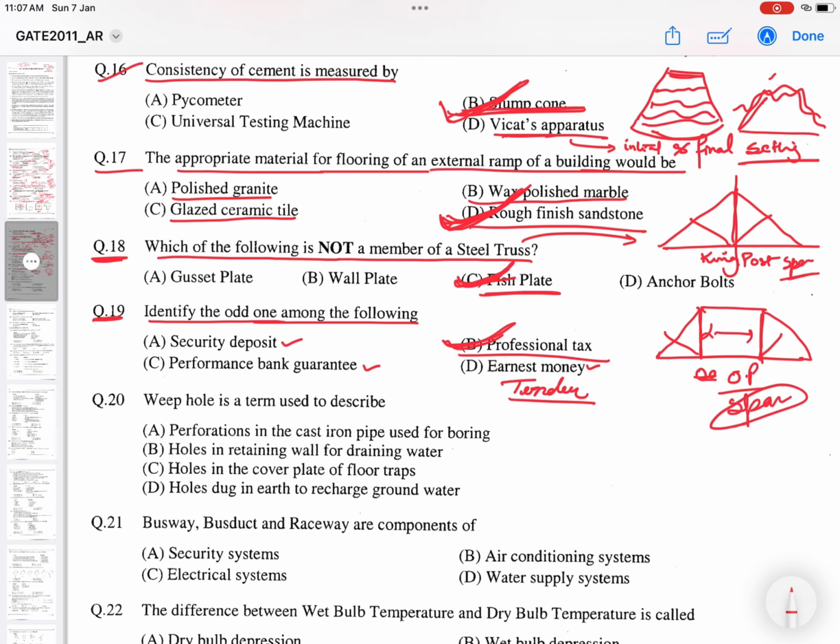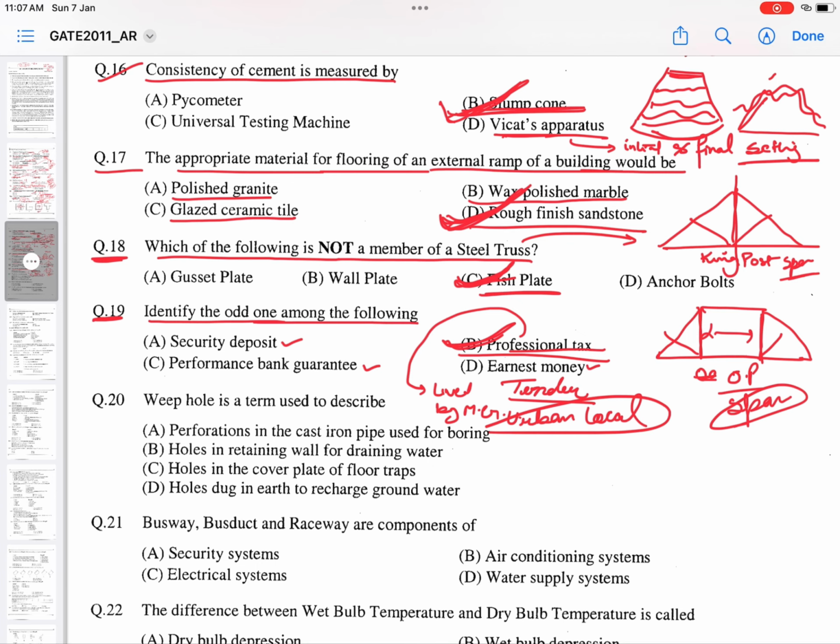This is professional tax. This is a tax levied by the municipal government or urban local body. This is the tax which is levied by the urban local body to finance the development. They levy some of the taxes, and this is one of them. So the others are related to tender.